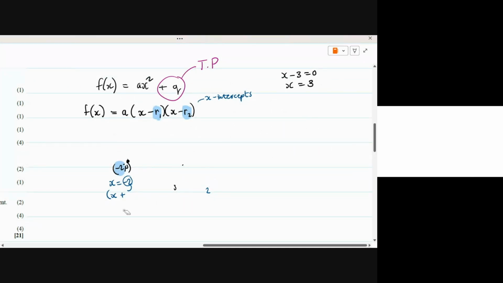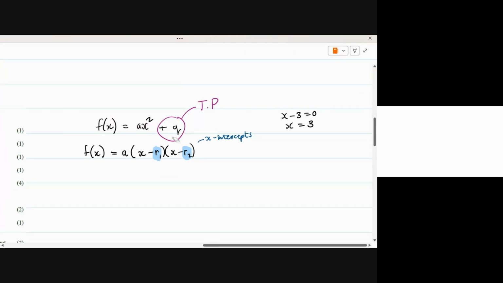Okay, the normal one that we're used to is ax squared plus q, and we know that q is the y value of our turning point, right? That's the y value. We know that our turning point is always 0, and whatever q is, that'll be the turning point, because our turning point will be on our y-axis.